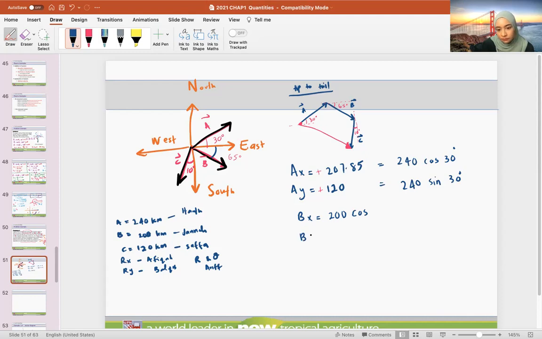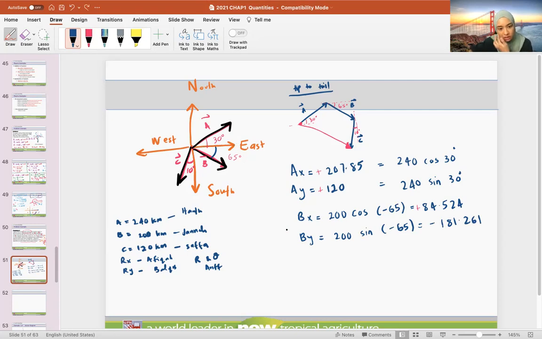Okay. BX tu 200 cos negative 65. I got 84.524. And for BY 200 sine negative 65. I got negative 181.261. Okay. Thank you Jannah. So let's cross check jawapan Jannah. So she got BX as positive and the BY as negative. So kalau kita tengok kat sini, BX is positive and the BY is negative. So it looks right. So vector B looks right.